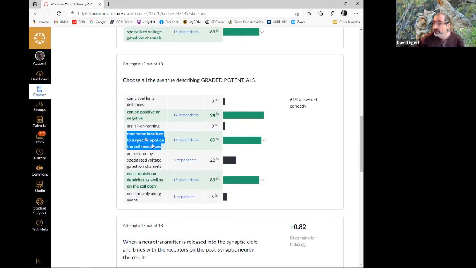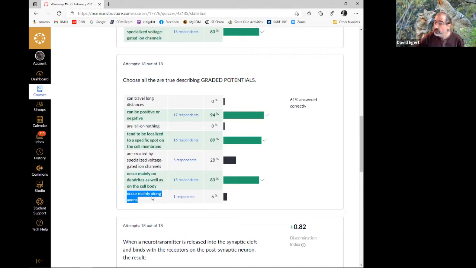Tend to be localized, that is true. Are created by specialized voltage-gated channels? These are not made by voltage-gated channels. These are more about ligand-gated channels. These are when a neurotransmitter is released into a synapse and binds a receptor and opens up channels. So this would not be voltage-gated channels. Occurs mainly in the dendrites as well as on the cell body. Yep, not on the axons.